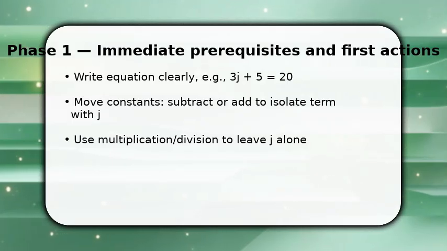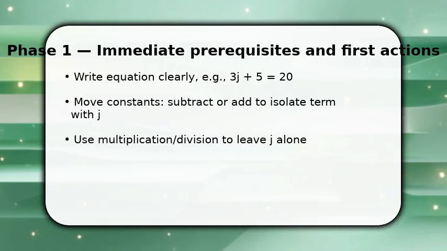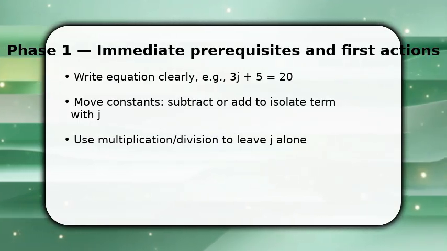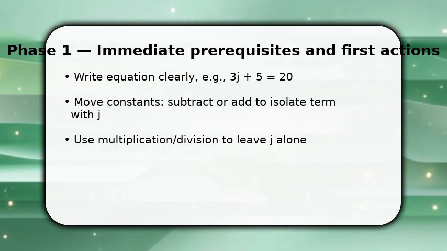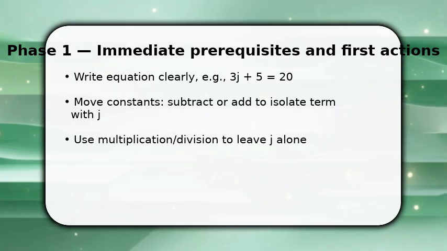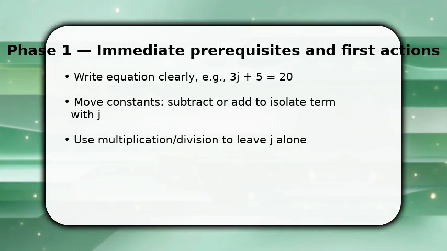You begin by isolating J. Write the equation on paper and identify terms with J. Subtract or add constants so only the J term remains on one side. Once done, divide or multiply to remove coefficients. For example, from 3J plus 5 equals 20, subtract 5, then divide by 3.